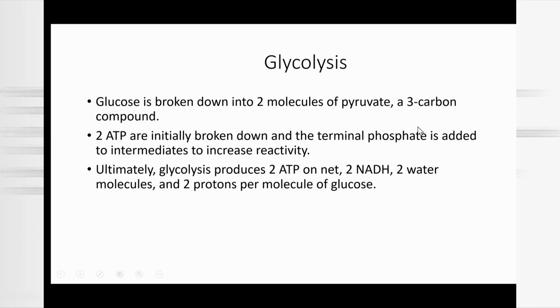So ultimately, glycolysis is going to produce 2 ATP on net. That means that the 2 ATP that are invested are like -2, and then you add 4 ATP through the process. So on net, you're going to have 2 ATP, 2 NADH, 2 water molecules, and 2 protons made per molecule of glucose that undergoes this process. Now, this occurs regardless of the presence of oxygen. I think this is very important because the various other steps in the process depend on whether or not there's oxygen involved. And also keep in mind that glycolysis occurs in the cytosol of the cell.